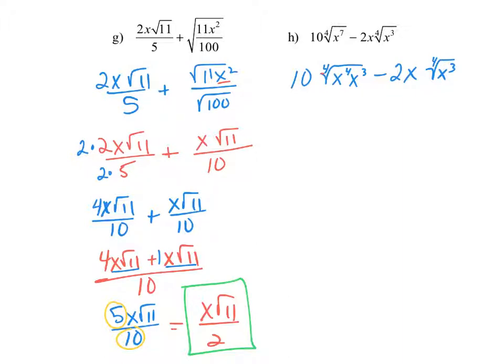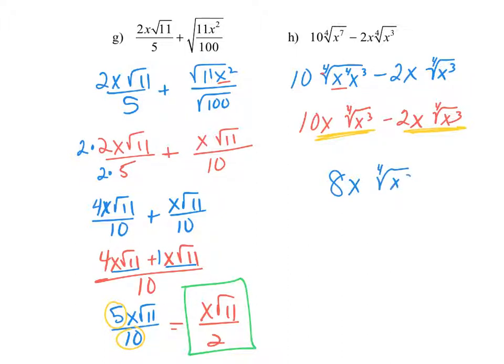Now since we're taking the 4th root of x to the 4th, that's a perfect 4th power, we can take that out in front, and that's going to give us 10x out in front of the 4th root of x to the 3rd power, minus 2x times the 4th root of x to the 3rd power. So we have like terms here. They both have x times the 4th root of x to the 3rd. So these are like terms, so we can combine the coefficients. 10 of those minus 2 of those is going to get 8x times the 4th root of x to the 3rd as our final answer.